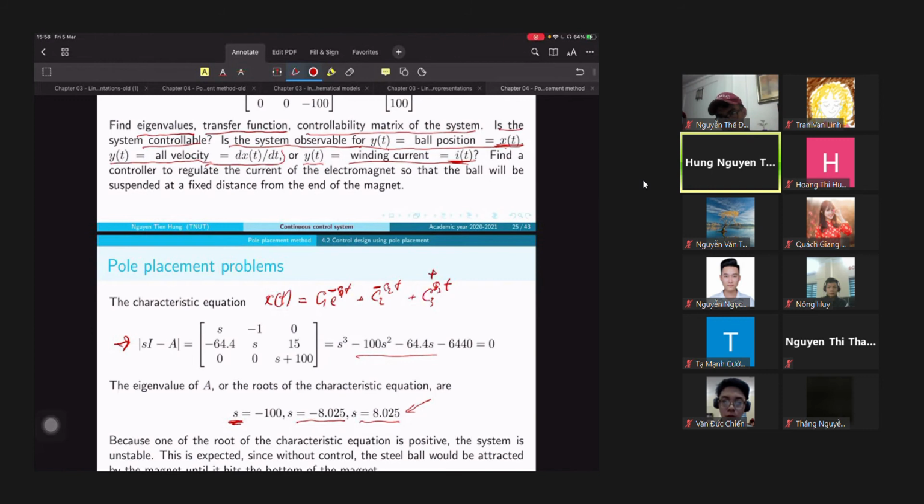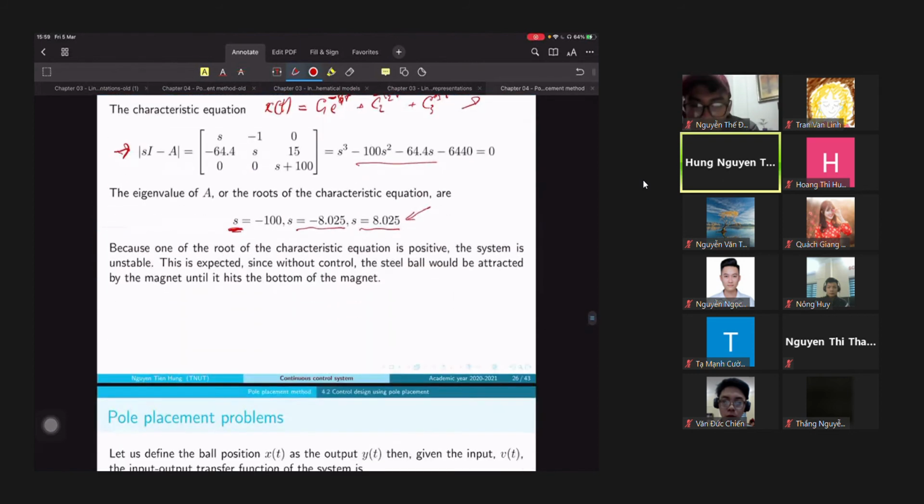So the problem is that if t increases, the output also increases. The distance x will increase up to when the ball hits the ground. So it's normal, the system is unstable.